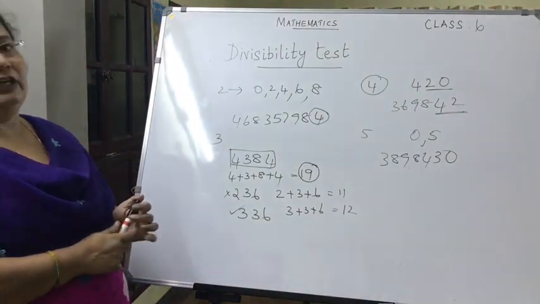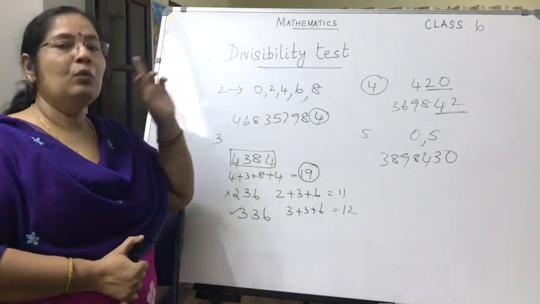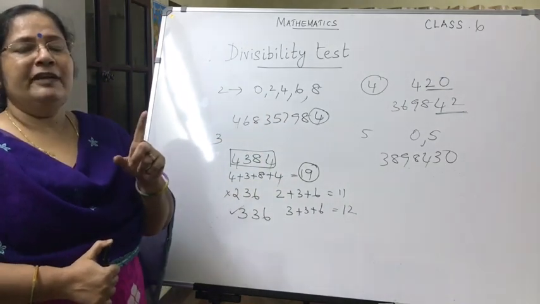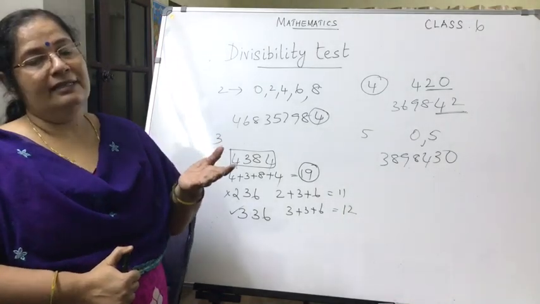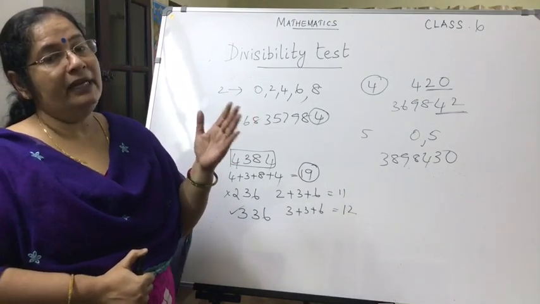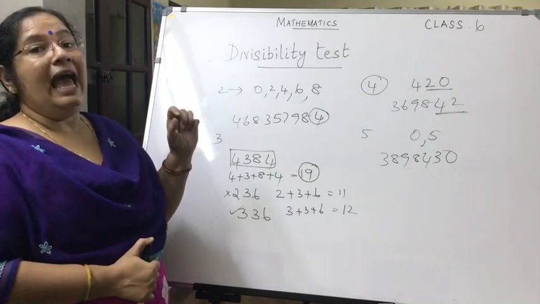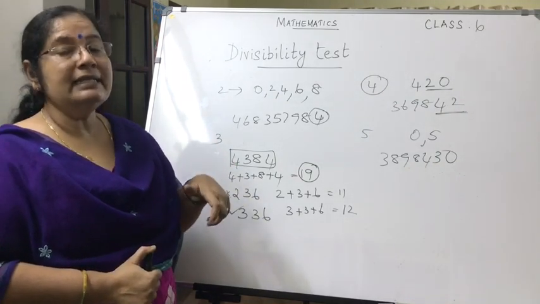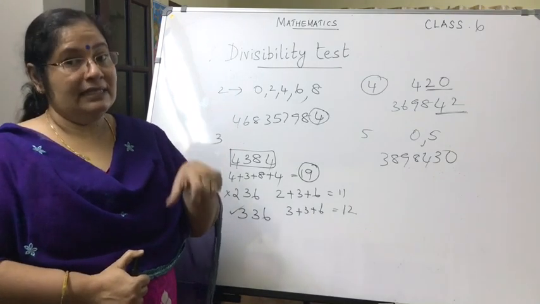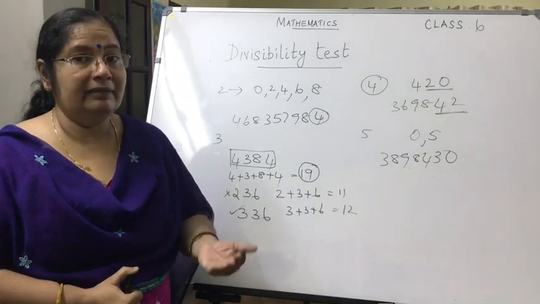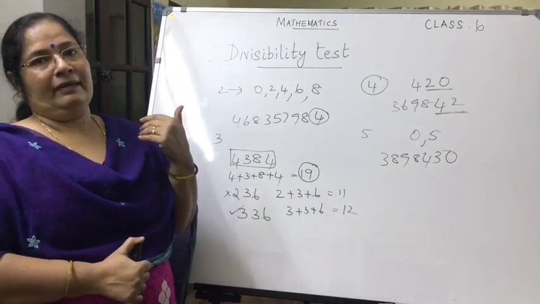One more time I will tell you. To find whether a number is divisible by 2, you will look for the digit in ones place. If the ones place digit is 0, 2, 4, 6 or 8, then the number will be divisible by 2. Divisibility test for 3: add up all the digits of the given number. If that sum is divisible by 3, then the given number will be divisible by 3.